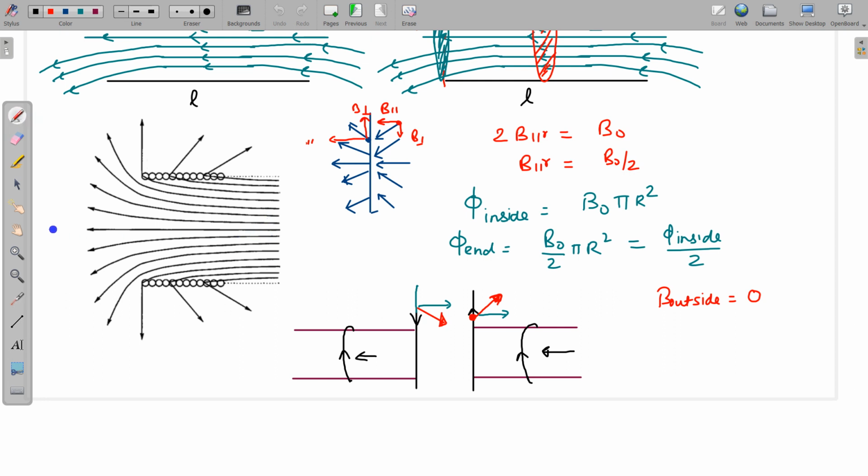So this is the axis, this is the axis, and suppose I am concentrating on this one. So let us concentrate on this one, and the distance of this from the axis, let's say this is equal to r. So the distance will be r, and if I take this area, then in this area the flux will be equal to the flux through this much area at the end face.